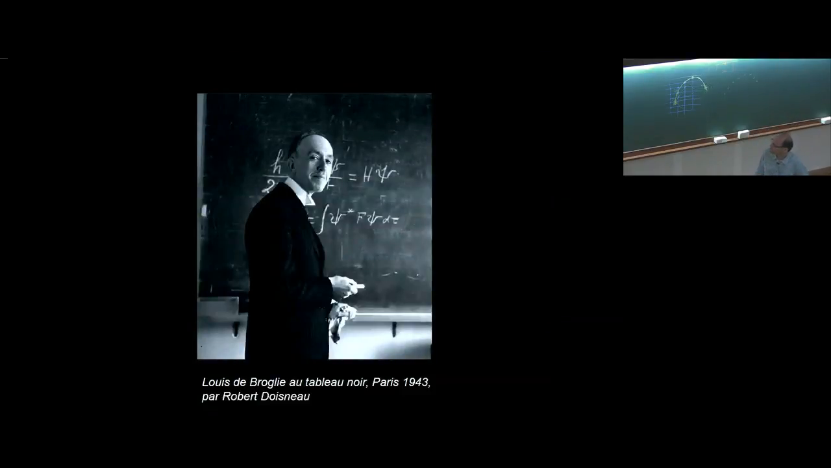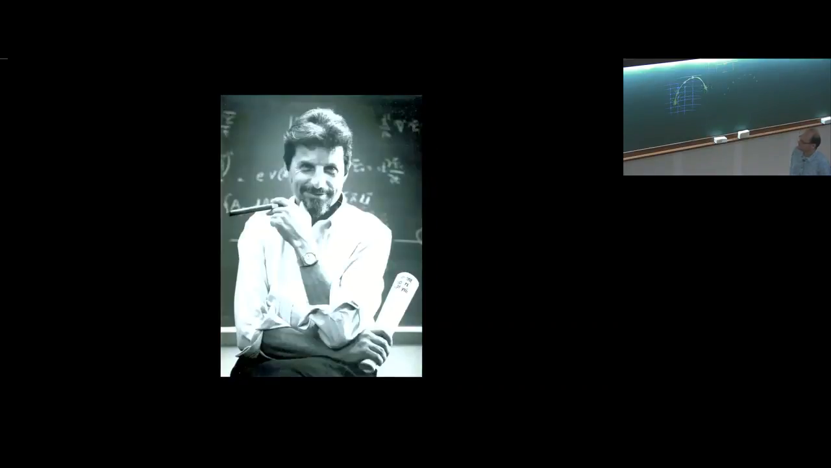Okay, so this is a very nice picture of de Broglie by one of the well-known photographers of the second half of the 20th century, Welge. And since I'm in the sequence of pictures, this is a picture of Aharonov when he was a bit younger. Exactly the same.